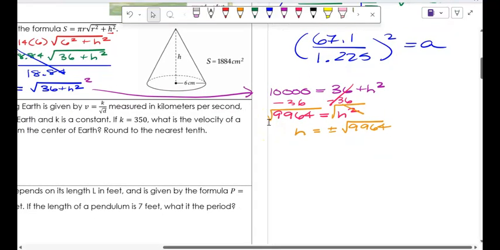So right here, my height is actually going to be the positive square root of 9,964. And when we put that into the calculator, that gets me 99.820 centimeters. So that is our answer.